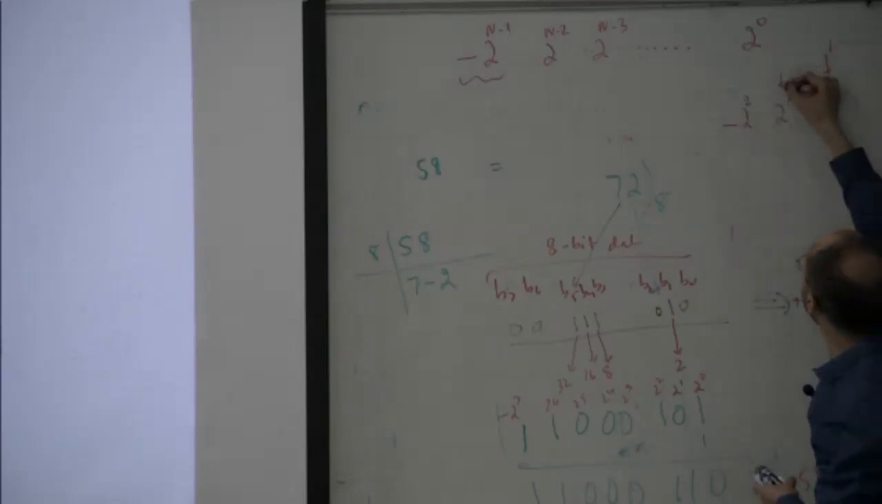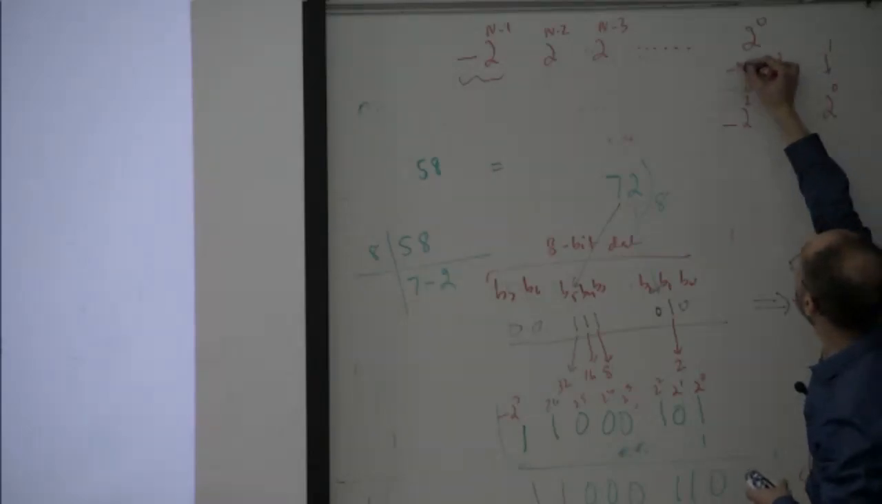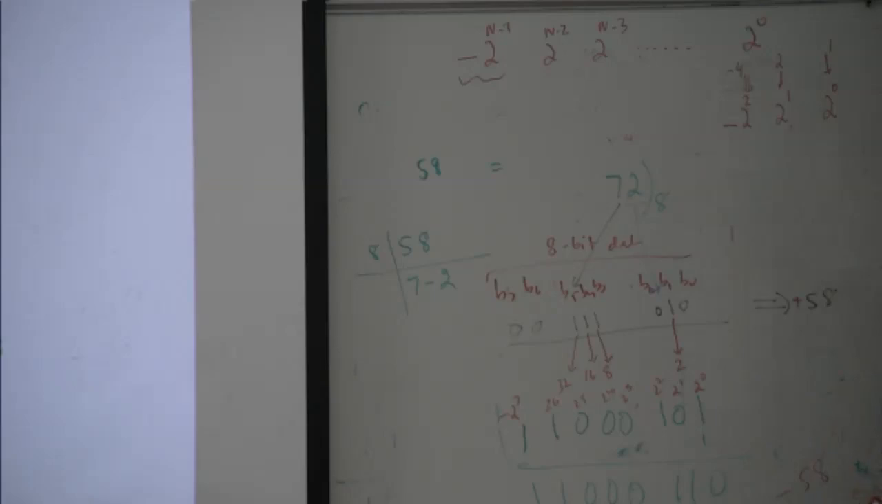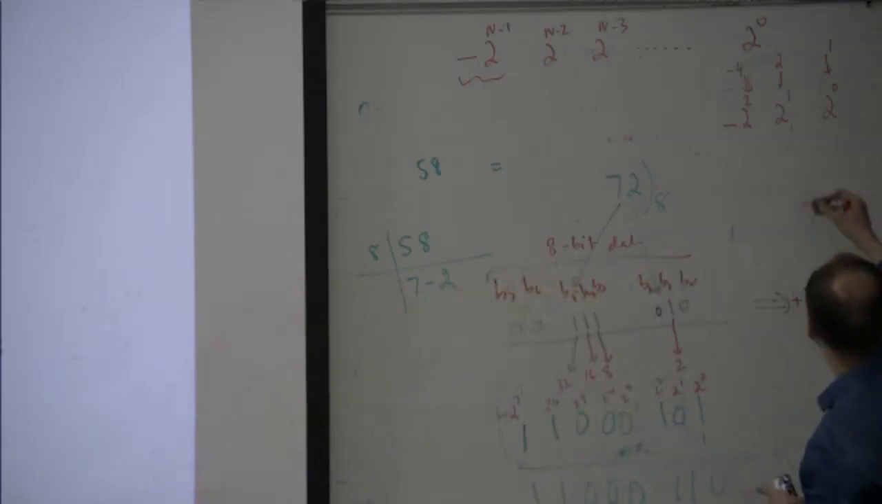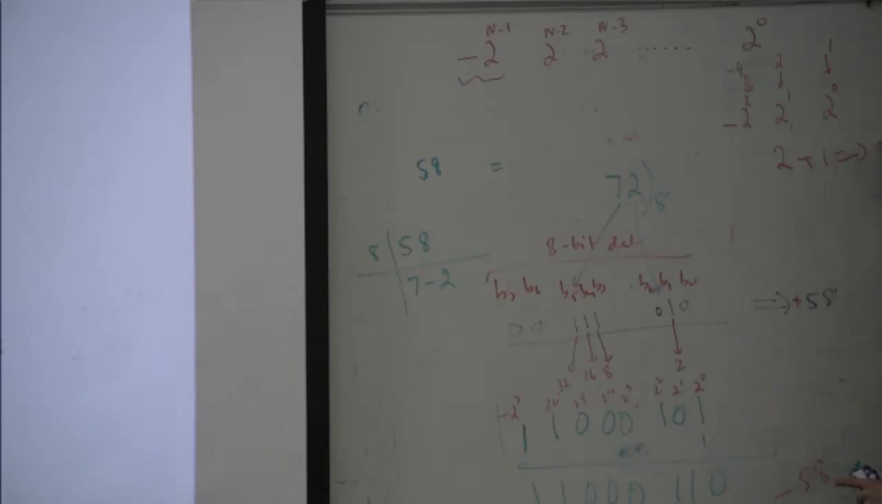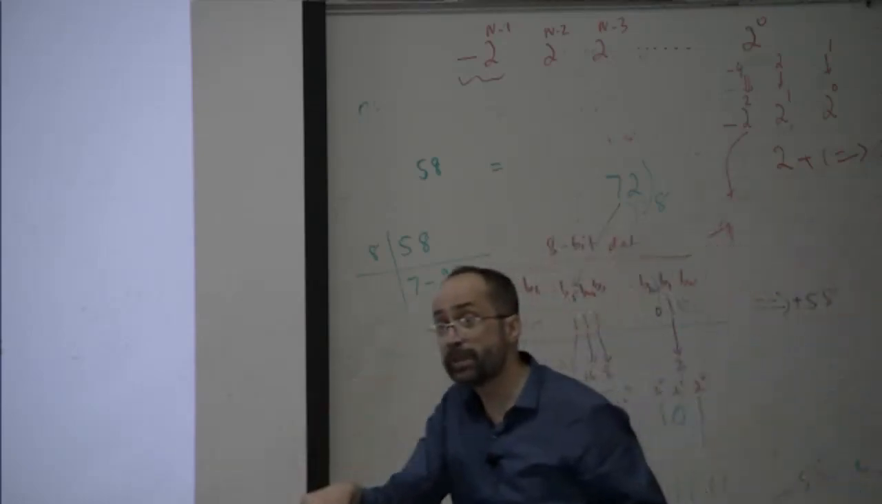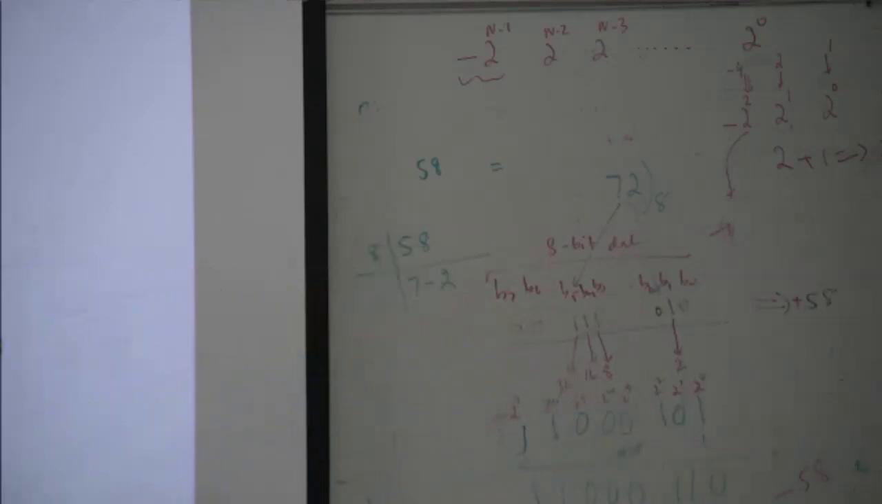What is its weight? 1. What is its weight? 2. What is its weight? Minus 4, because it's a negative number. So its weight is minus 2 to the power 2. Remember, the weight of the MSB is always greater in magnitude than the sum of the weights of all the LSBs. So if we add 2 plus 1, what is it? 3. And what is the weight of the MSB? Minus 4. So the weight of the MSB is always greater than the sum of the weights of all of the LSBs. Got it?